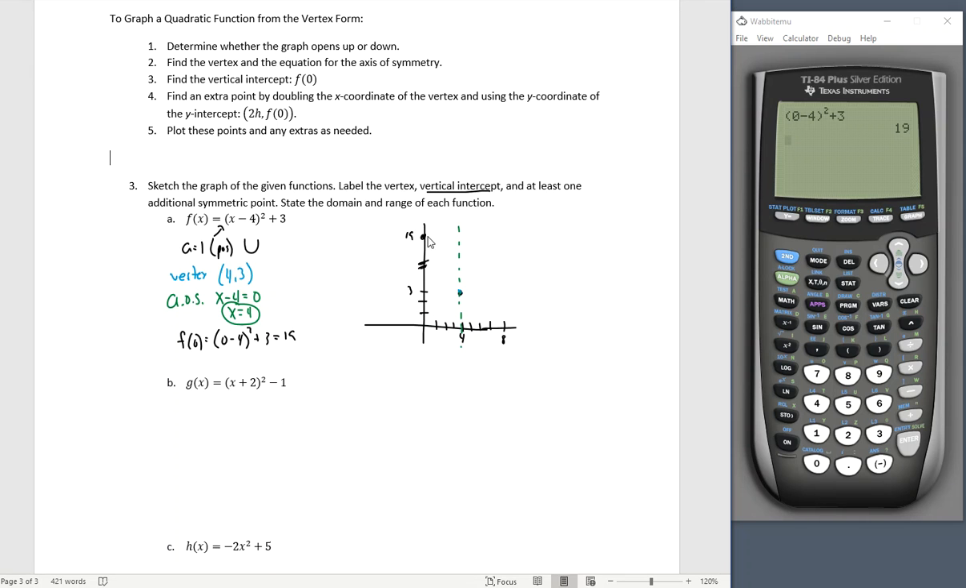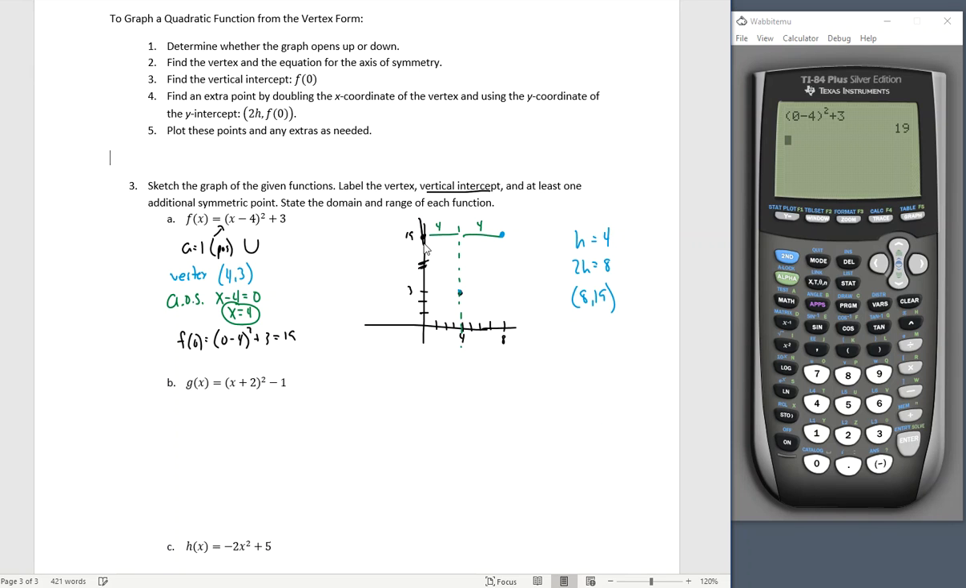1, 2, 3, and some stuff, and we go up to 19. So we know that we are 4 units away from the vertical intercept on the left. Now this whole idea of 2h to find f of 0, we know h equals 4, so 2h equals 8. So here at 8, we will also have the point 8, 19. So we can see this axis of symmetry. We have 4 units to one side, 4 units to the other side. They have the same height.